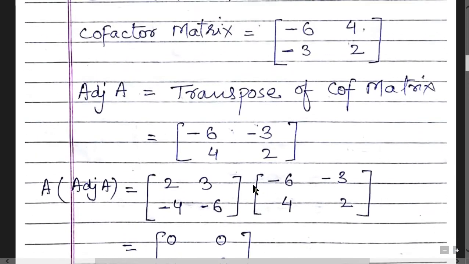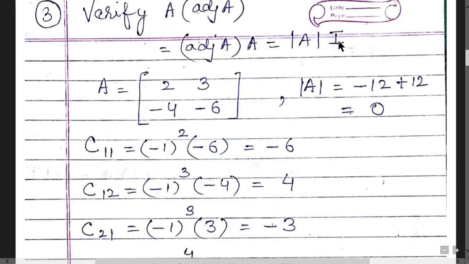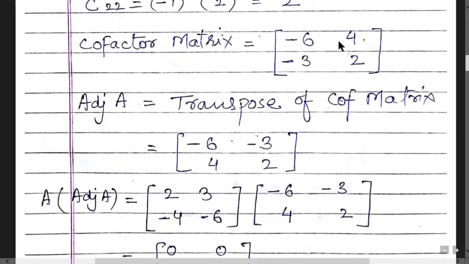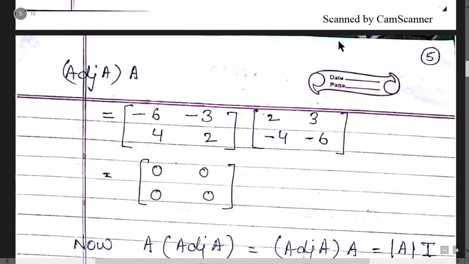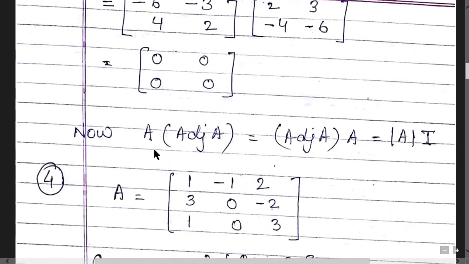This value is equivalent to this value, determinant of A into I. Similarly, you can multiply adjoint of A into A, it's almost similar. Again the answer is 0. It means A into adjoint of A, and adjoint of A into A, is equal to mod A into I.